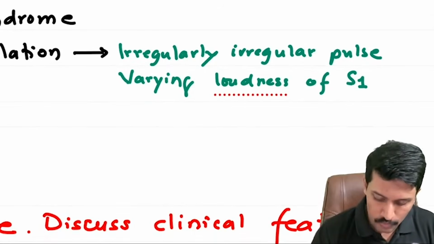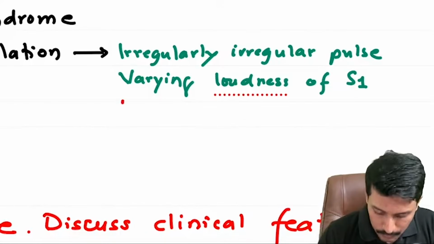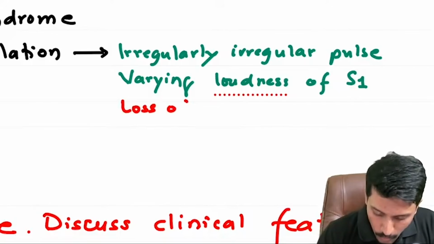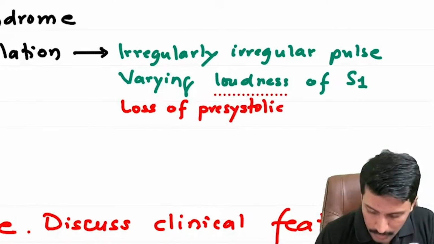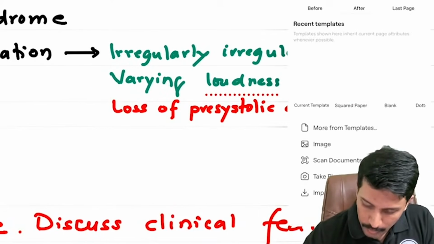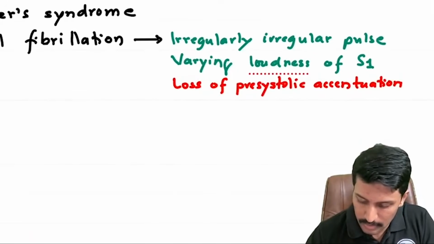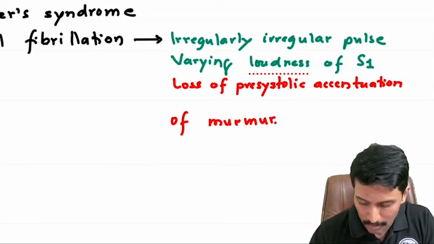Then one more thing, this is very important. Your teachers very often expect you to answer this. That is loss of presystolic accentuation of murmur. So now tell me, why did we get this presystolic accentuation of murmur? The murmur increased because of the atrial contraction or active filling.